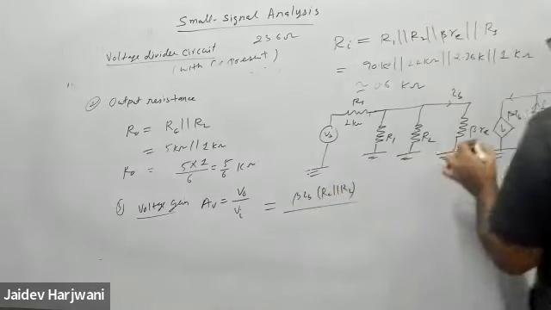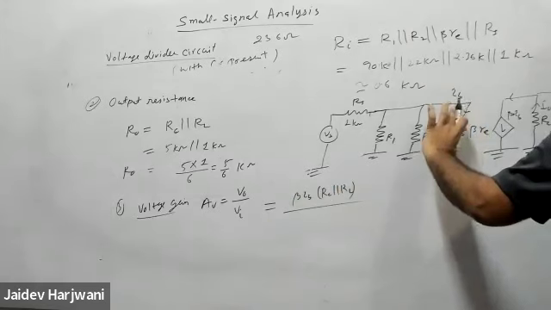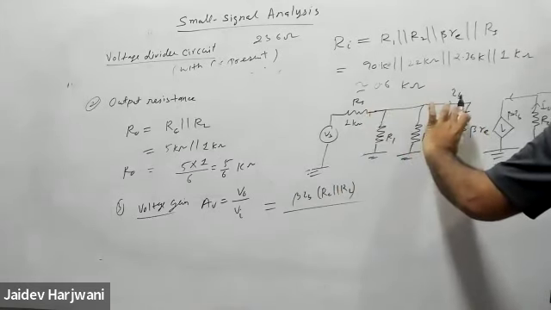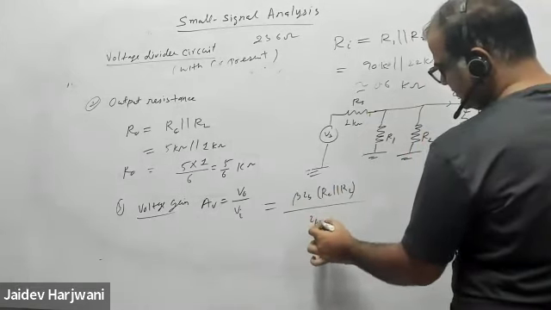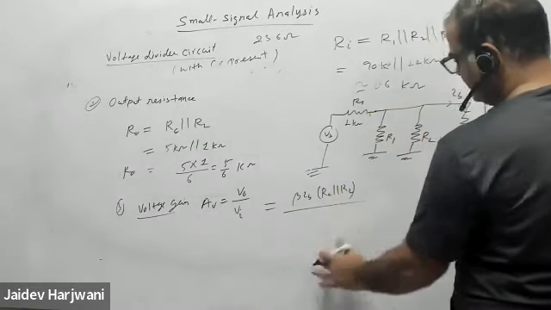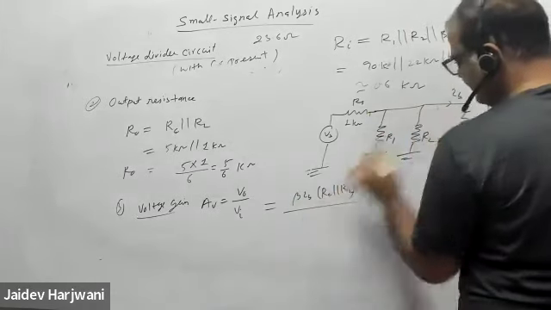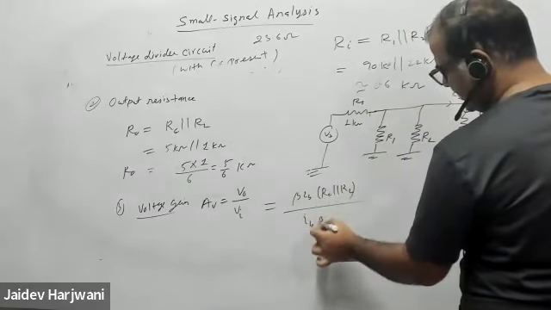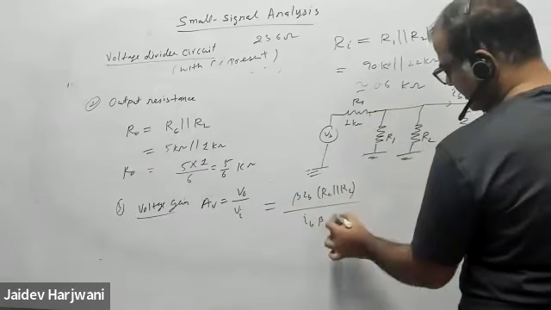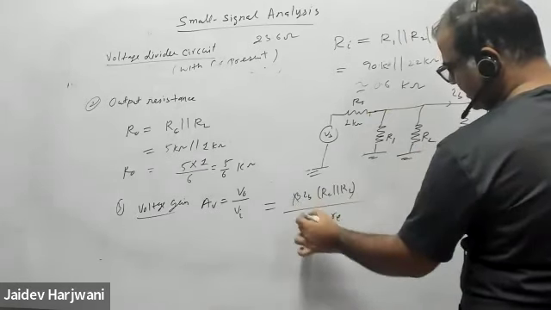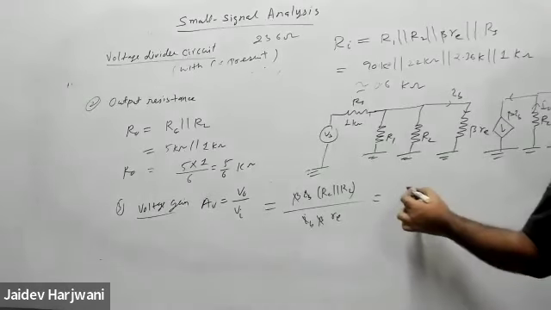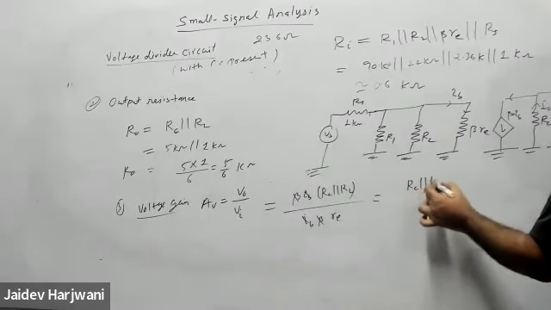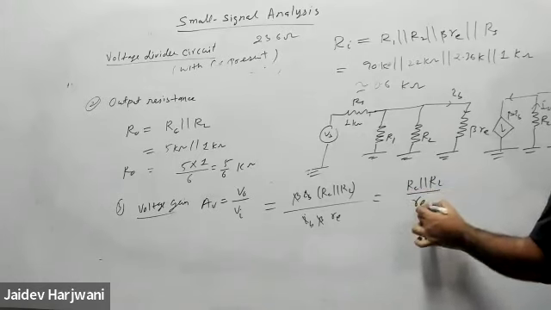And here the current is how much? V input. Here current is IB. IB into beta RE. Beta cancel, IB cancel. So this will be given what? RC parallel RL upon RE.